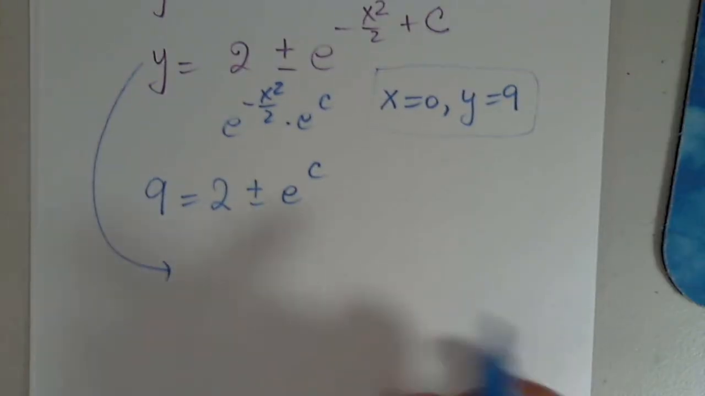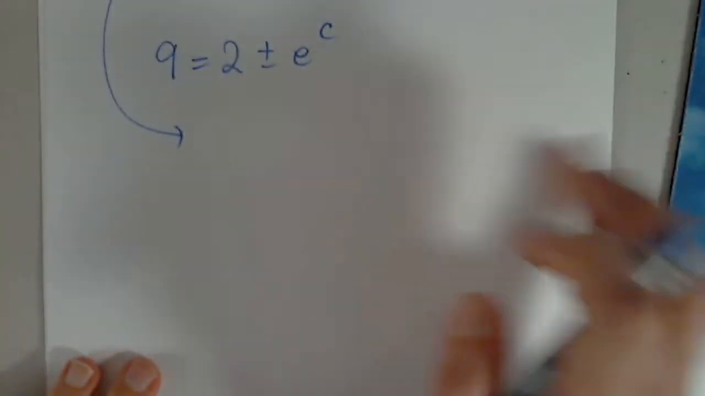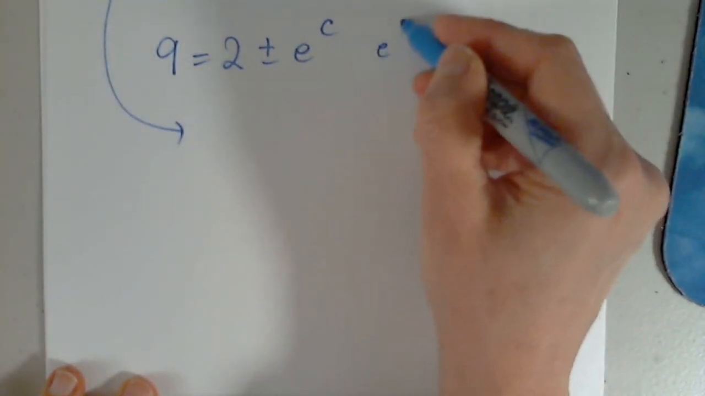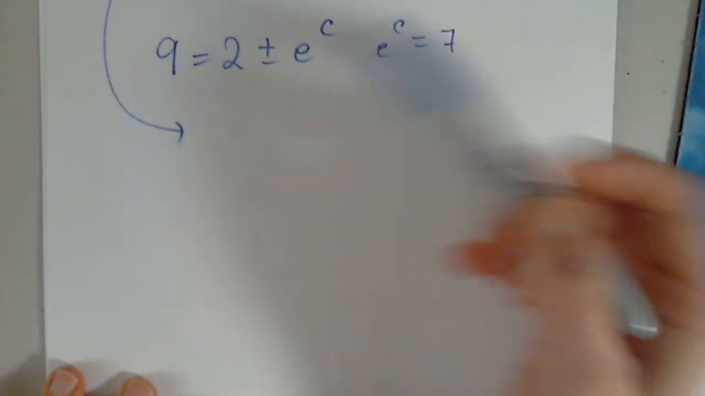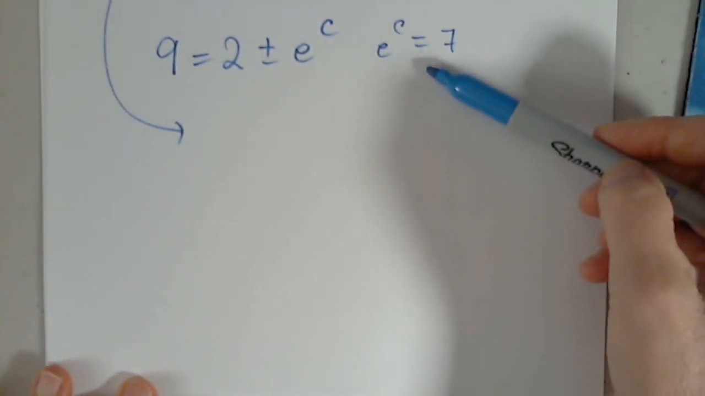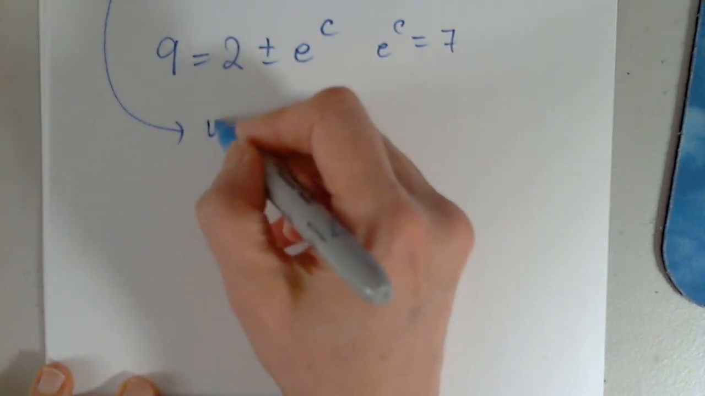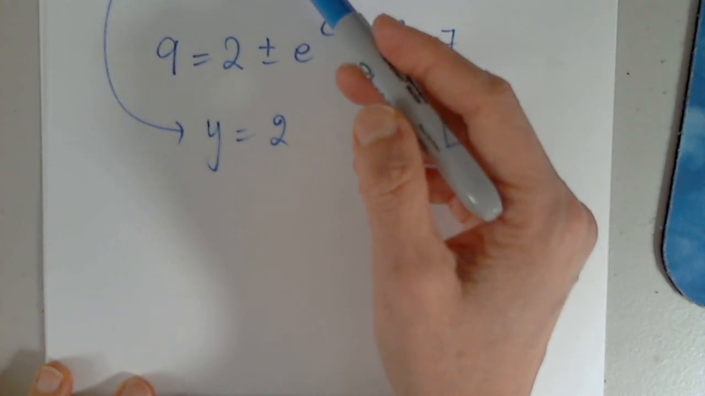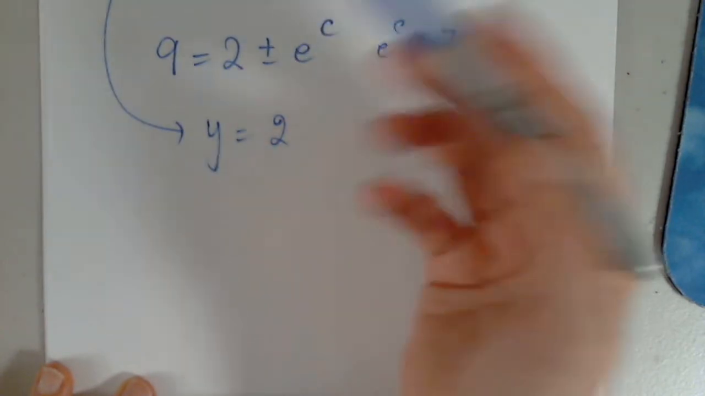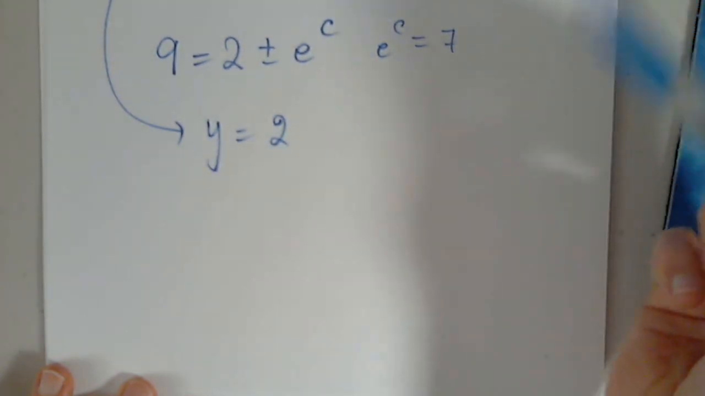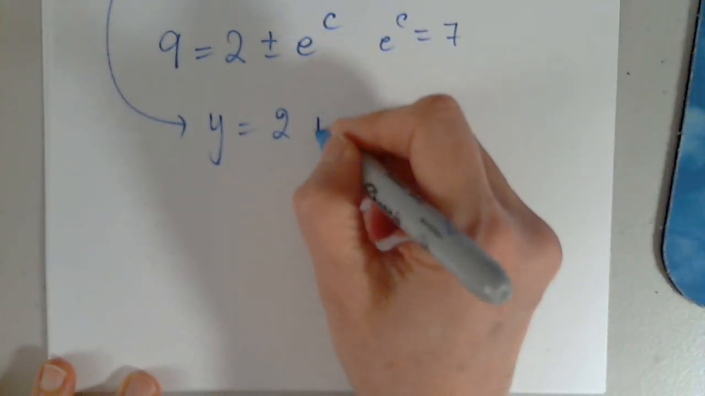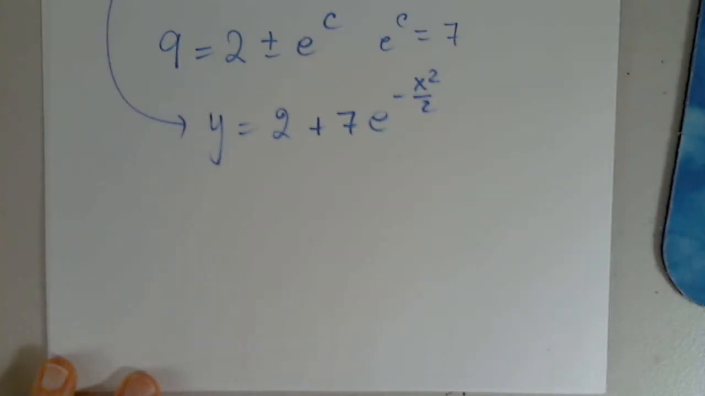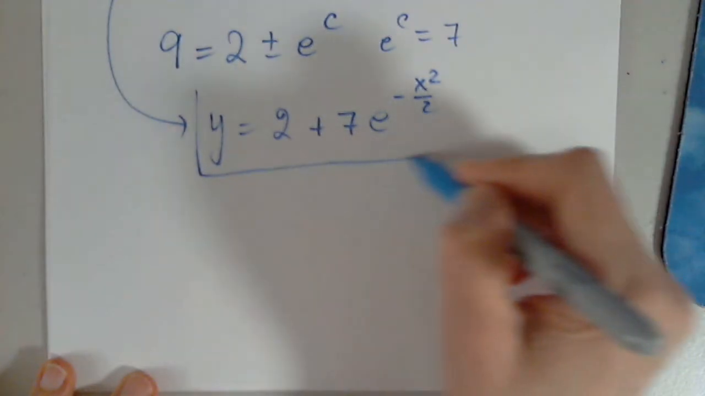It makes it easier then, instead of having the conversation on plus or minus, but it's the same thing. So it's still e to c equals 7. Either here or here, it doesn't matter. So then we have y equals 2. If you'd like to put plus or minus, again, we can incorporate the plus or minus with the constant itself. So this is positive 7 e to negative x squared over 2. And that is final. This is the function.